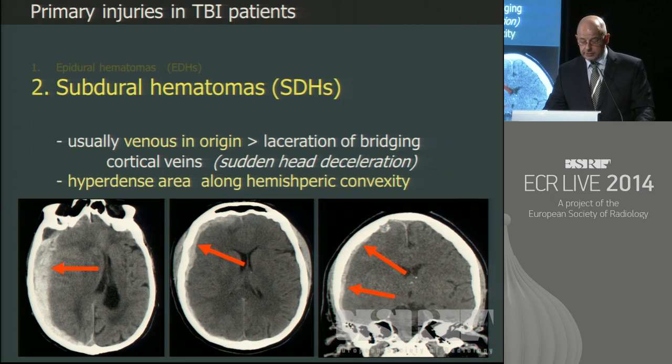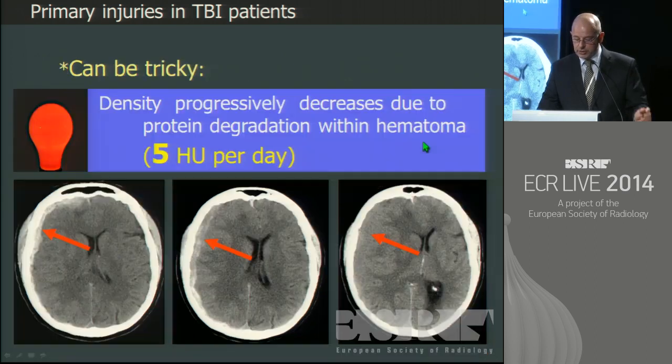Well, the second on the list is subdural hematomas. Usually venous in origin, they are a hyperdense area along the hemispheric convexity. And you see just here 3 examples. But remember, they can be tricky.